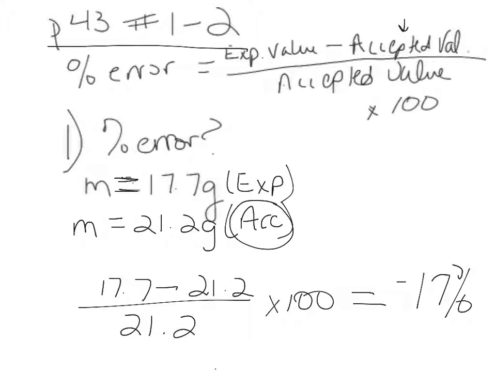In this case, I get a negative 17% error putting the information in the problem, and that means that our value that we measured is actually low. That's what the negative sign is indicating, from what the correct value is. So you can have a negative percent error. That's just saying that you are low from what it should have been. So do number 2 on your own now, and then you can check your answers in the back of the book.